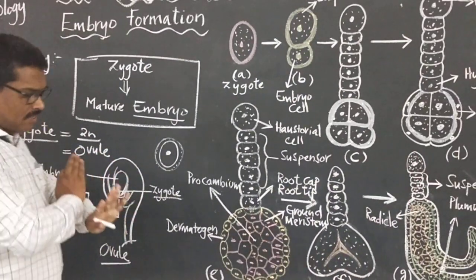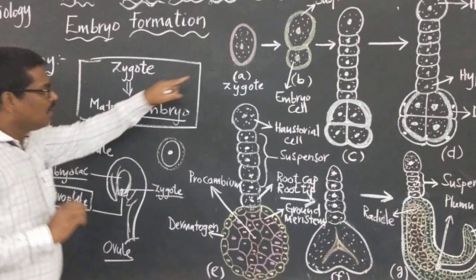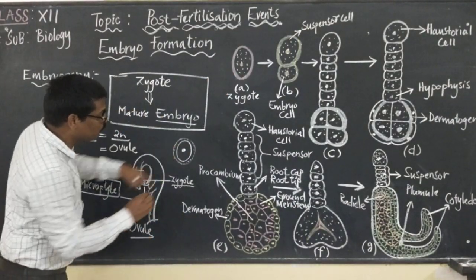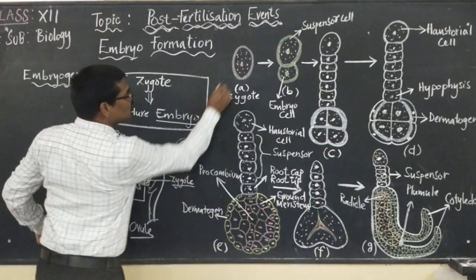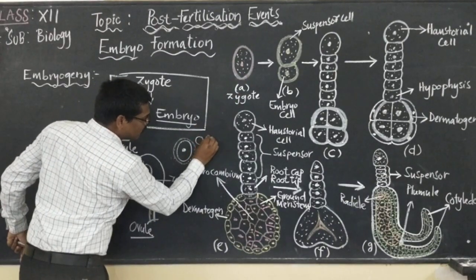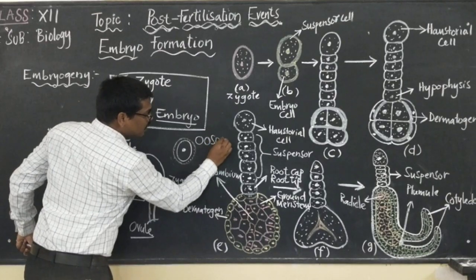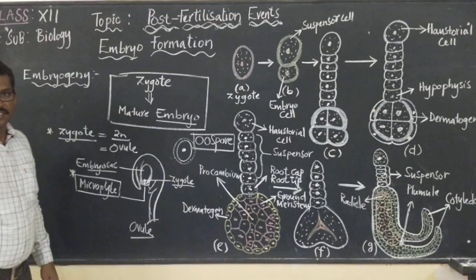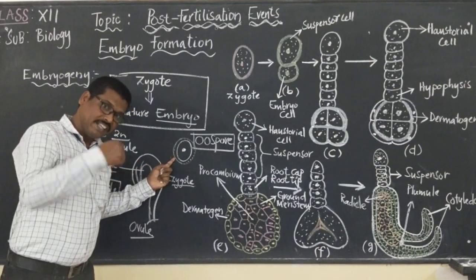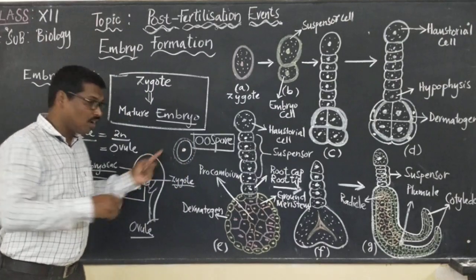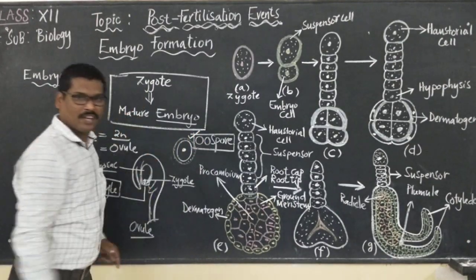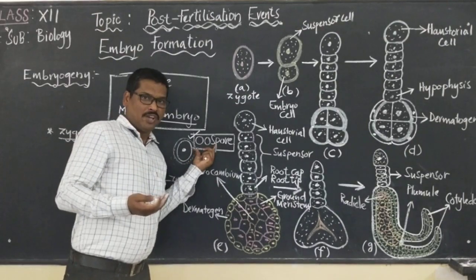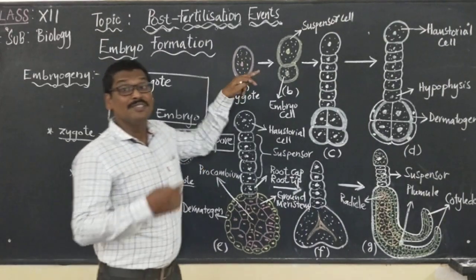Once there is formation of the endosperm, now this zygote, which is covered with a cellulose wall, is called an oospore. Please remember this word, oospore. It is a very, very important word you have to keep in mind. When the zygote is covered by a cellulose wall, we are calling it an oospore. Now this oospore divides.